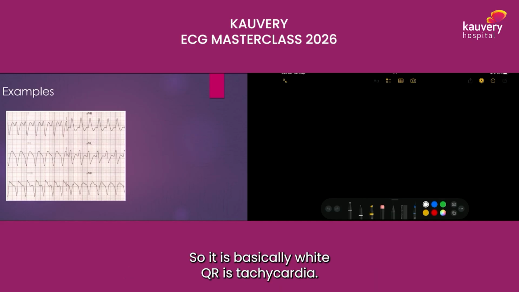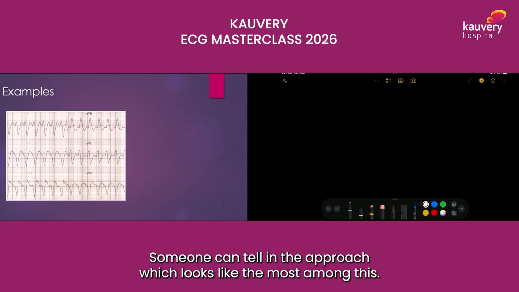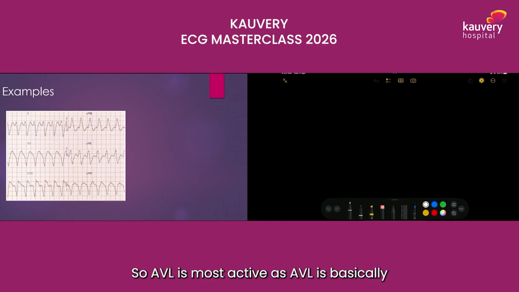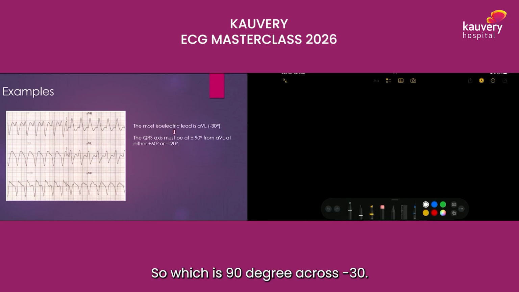So it's basically a wide QRS tachycardia. It's not a normal rhythm. Someone can tell in the equiphasic approach which looks like the most equiphasic among these. So AVL is most equiphasic. AVL is basically which degree? Minus 30. So which is 90 degree across minus 30? It can be either plus 60 or minus 120.